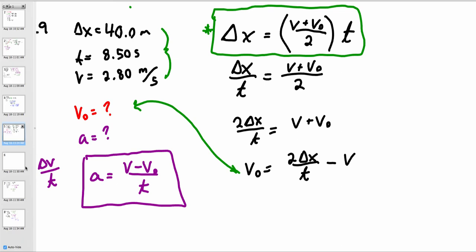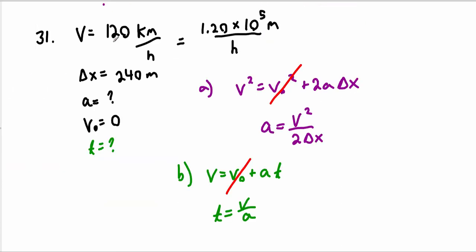Alright, so 31. 31 is another pretty straightforward one. You have all these givens, and you're asked to solve for your acceleration for A, and then your time for B. For B, you get to choose. There's a couple different equations you can use. But for A, I'm going to pick the equation that doesn't have time in it, because for this first part, we don't know the time.